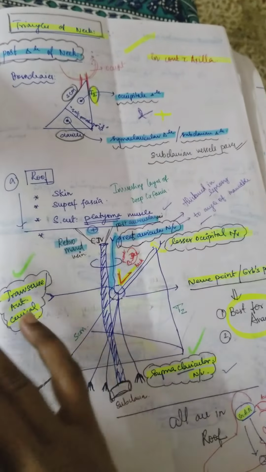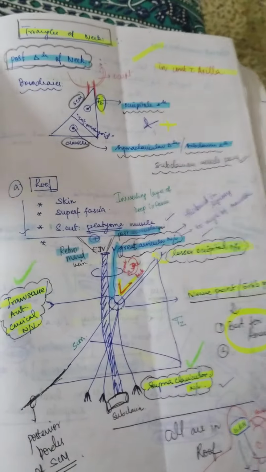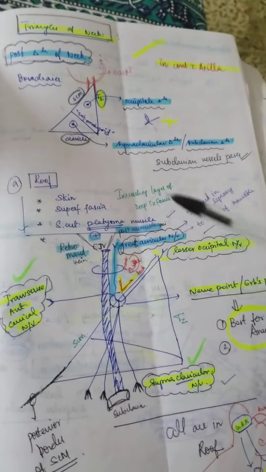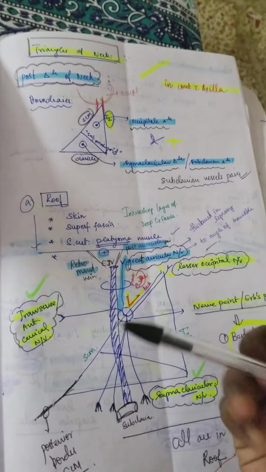Now the roof: we see skin, superficial fascia, platysma, and below that the external jugular vein, which is formed by the retromandibular vein and the posterior auricular vein. And you have the investing layer of deep cervical fascia.